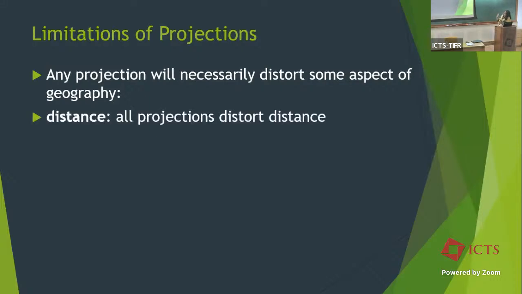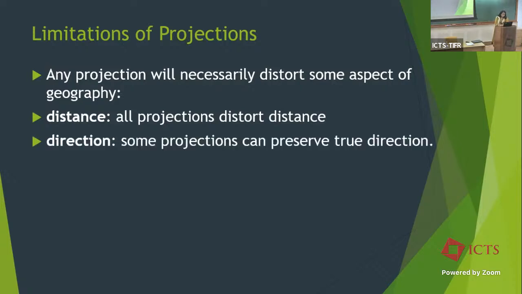There are 3 ways in which projections distort things. So the distances get distorted in all projections, okay? No projection maintains true distance. Directionality is possible to preserve in some projections. Like I mentioned, the cylindrical can preserve true direction.